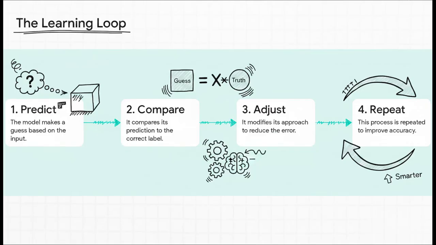So how does a machine actually learn from this answer key? Well, it follows this really simple but super powerful four-step loop. First, it takes a piece of data and makes a guess, a prediction. Then, it compares its guess to the real label to see how wrong it was. Based on that mistake, it adjusts its internal logic just a little bit to try and do better next time. And here's the key. It repeats this process over and over and over, millions of times, getting a tiny bit more accurate with every single pass.